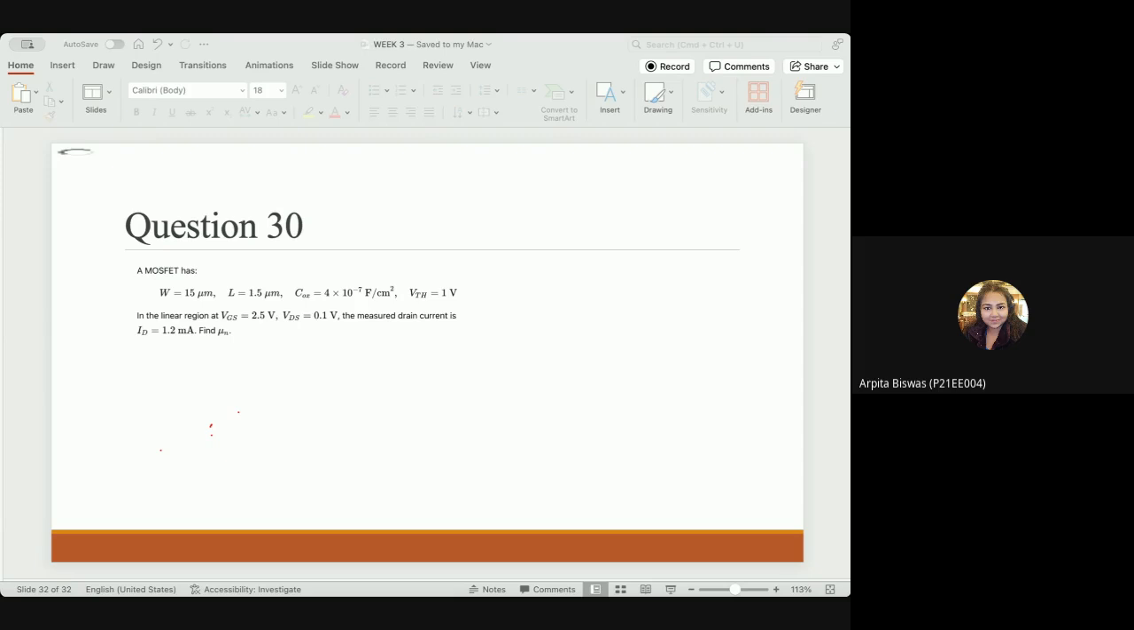I'm not going to calculate these numericals. All of you have to find it out, the same way. Just write this linear equation for ID, put in all the values and find out the value of mu.